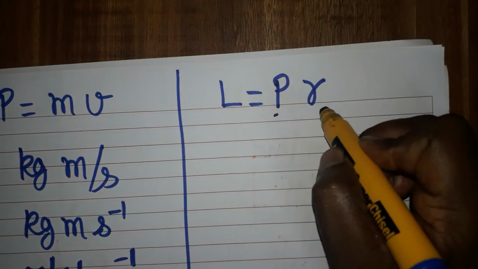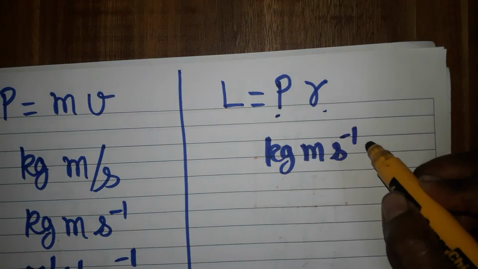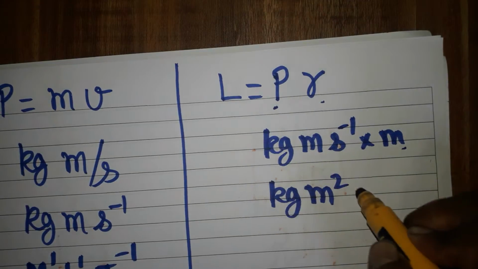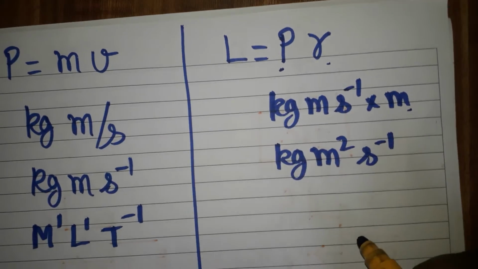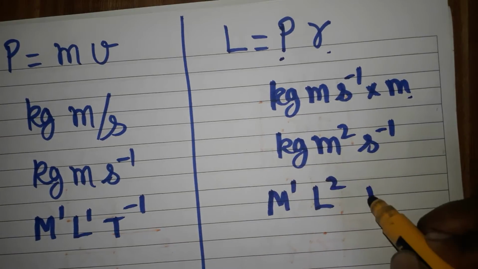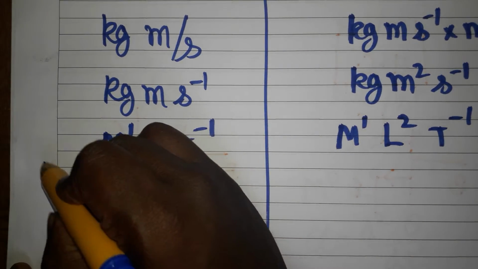For angular momentum, it is linear momentum into radius, so kg meter second minus 1 into meter. What is meter? Meter square. So kg meter square second minus 1. So what is the dimensional formula? M power 1, L power 2, T power minus 1. Okay, in the next one.